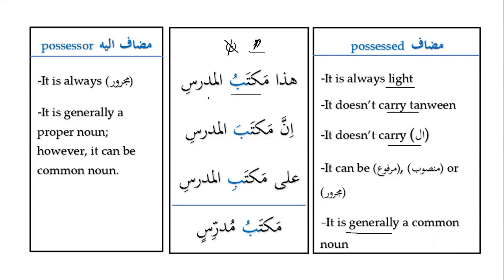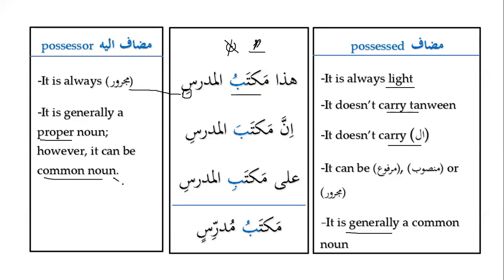We are not talking about mudaf ilayh. So maktab itself is a common noun, as we have discussed, that generally it's a common noun. Mudaf ilayh has very few rules about it. Number one, it is always majroor, as we can see here, al-mudarrisi. So it is always majroor. And generally, it is a proper noun. It's a definite noun, generally. But sometimes it can be a common noun as well.